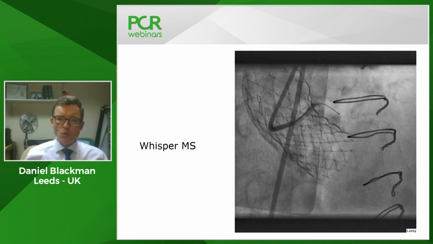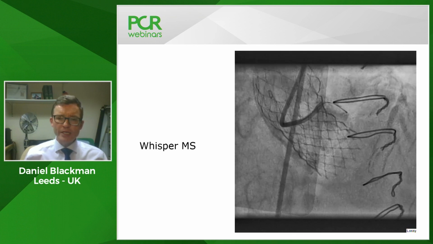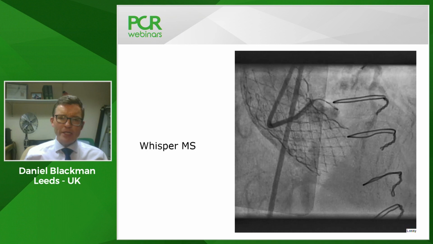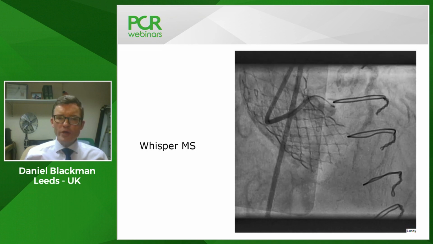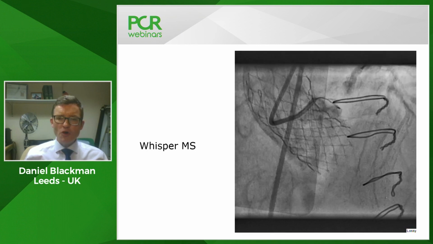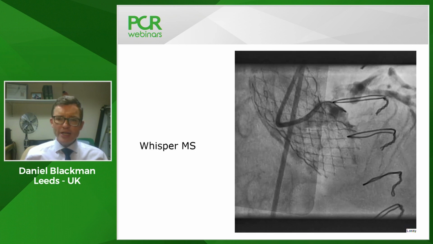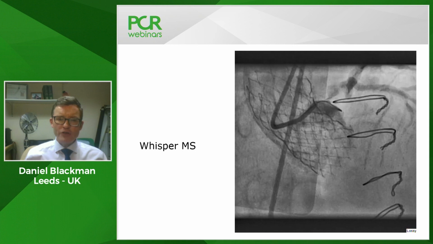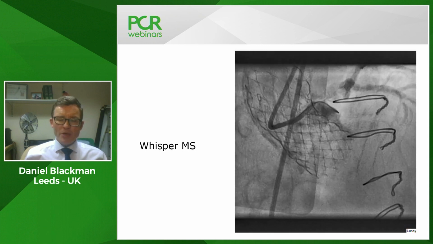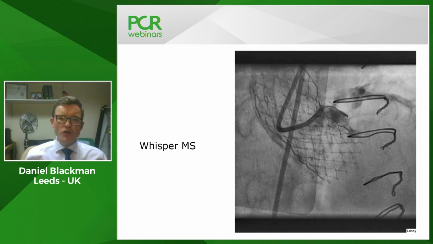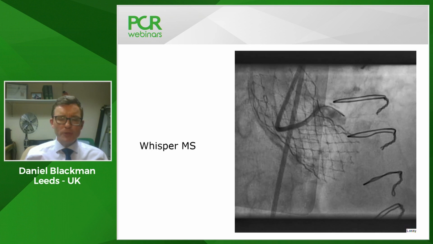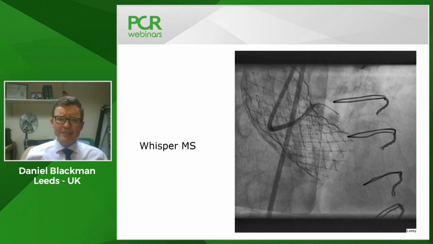So the first step is get the Whisper wire, or whichever wire you're using, into that space around the left main stem, and then use your torquing to get the wire into the coronary artery. Then once you've got the wire into the coronary artery, get your guide catheter extension and follow the guide catheter extension through. And then once you've got that through, you can get on with the rest of the procedure. This is standard technique.